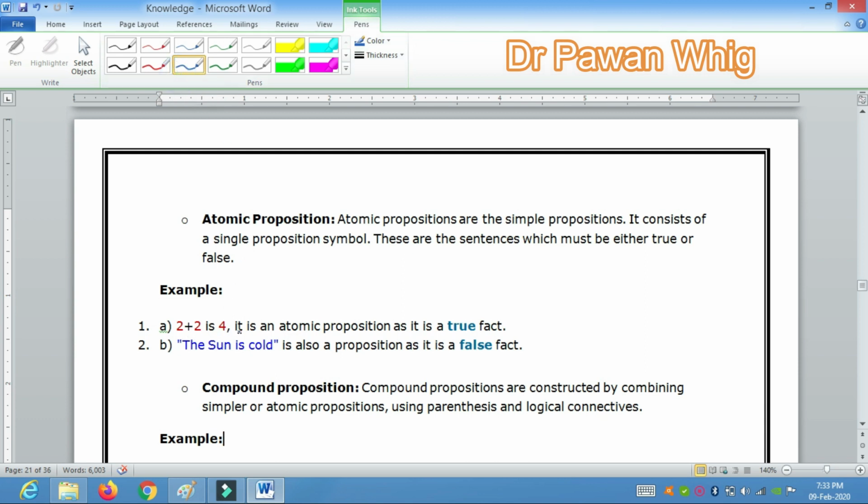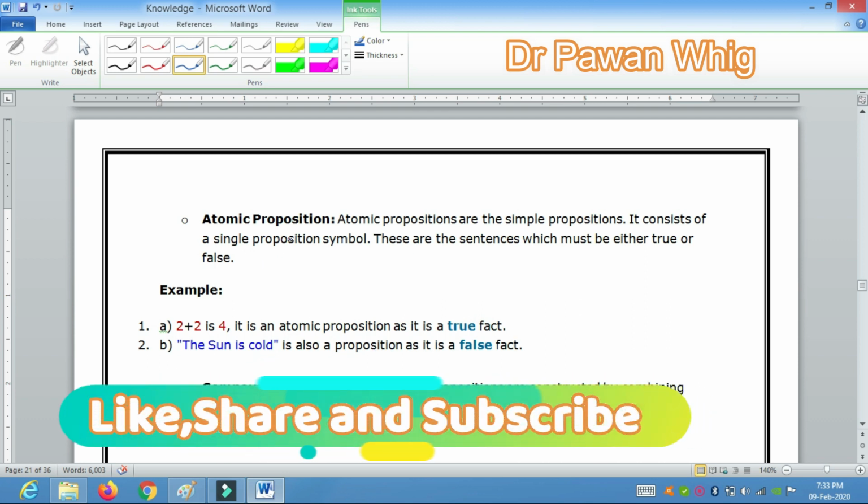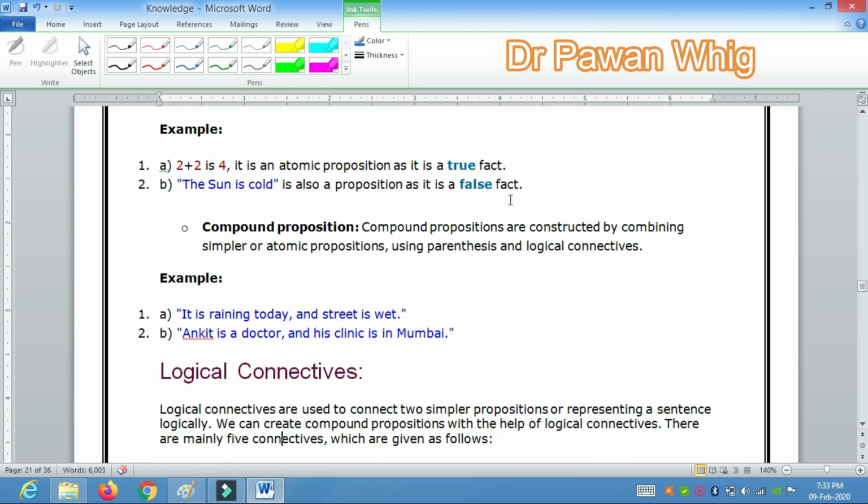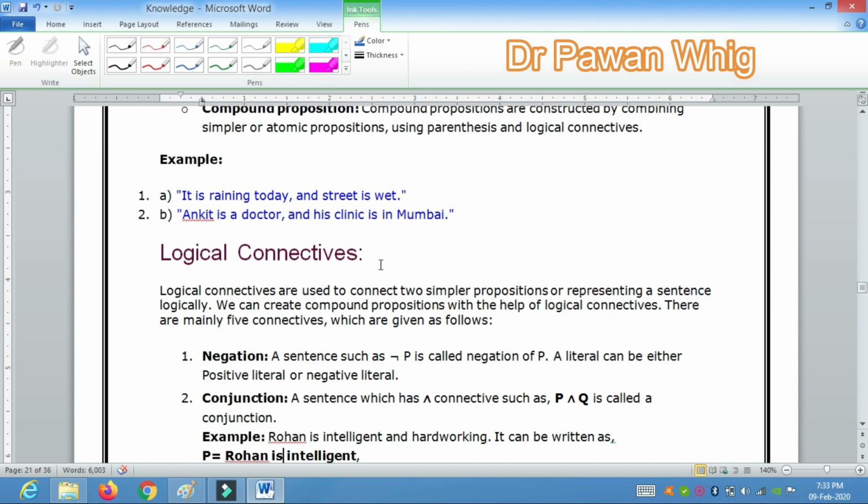Like 2 plus 2 is 4. This is atomic and it is true. The sun is cold. This is atomic but it is false. Similarly, compound propositions, as the name suggests, are a combination of two sentences, like it is raining and the street is wet. This is what we call a compound proposition. So we'll move forward. This is very easy.